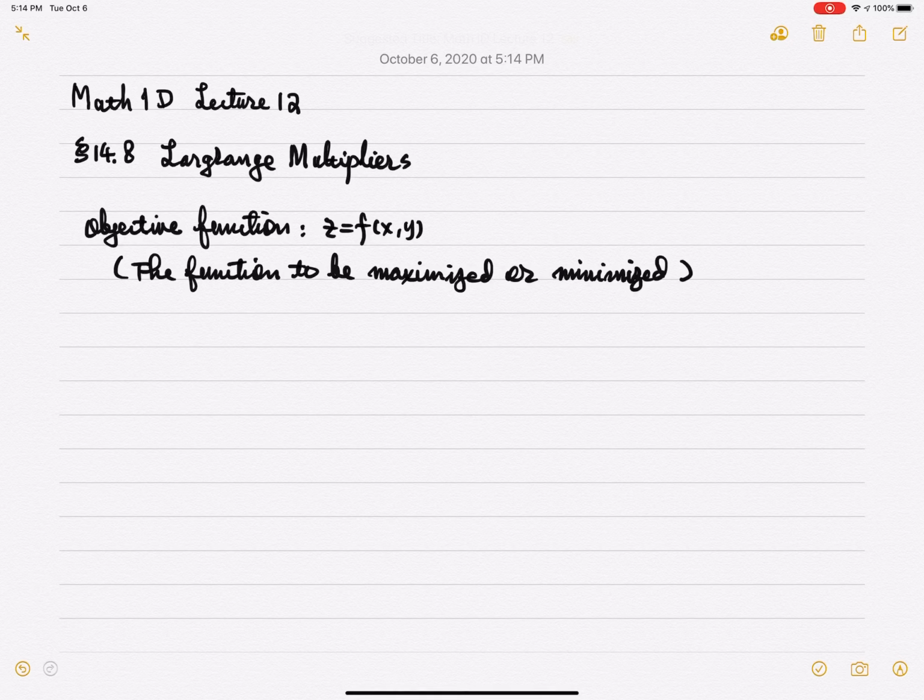And then we have constraints. Here, just one constraint. This constraint is an equation. We say g(x, y) equals a constant. Now what does a constraint mean? Let's look at the two cases.